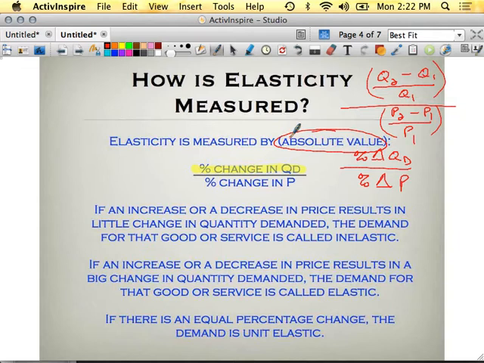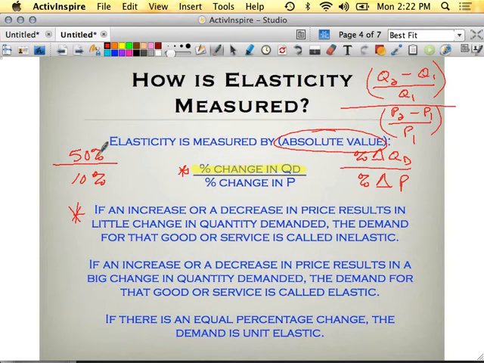We're going to do examples in class tomorrow where I give you 2 sets of prices, 2 sets of quantities, and you're going to tell me what type of good it is. But let's look really quickly at this first point. If there's an increase or decrease in price that results in a little change in quantity demanded up here, the demand for that good is called inelastic. So let's just make up some numbers. Imagine you change the price of a good 10%. Quantity demanded changes by 50%.